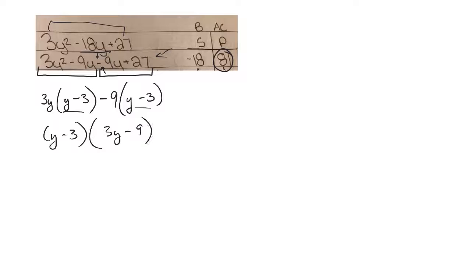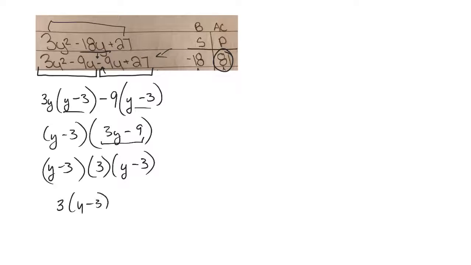3y minus 9. Now notice in this one that you can continue and you could factor a common 3 out, which you need to do to completely factor it. So I could factor a 3 out, and I'd be left with y minus 3. So I could rewrite that as 3 times y minus 3 times y minus 3, where since those factors are the same, I could go 3 times y minus 3 squared.